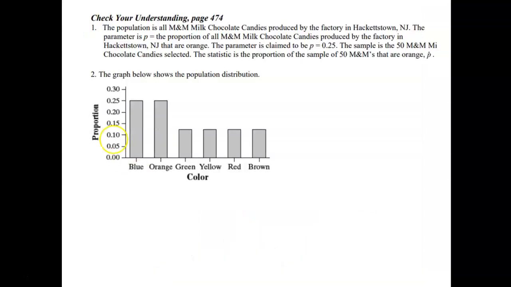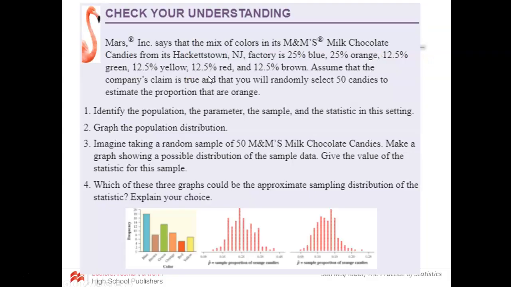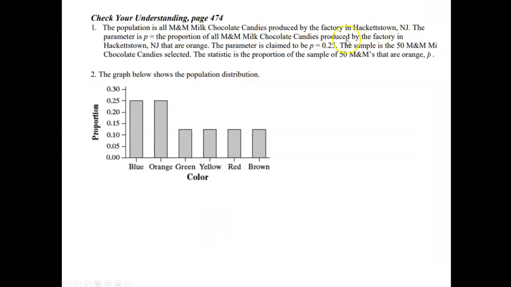All right, so the first answer, the population would be all M&M milk chocolate candies produced in the factory. And the parameter is the proportion of the M&M candies produced by the factory that are orange. Oh, apparently they wanted orange. I missed that part. Oh, yeah, right here. That are orange. Duh. All right. So they were trying to figure out what proportion were orange.